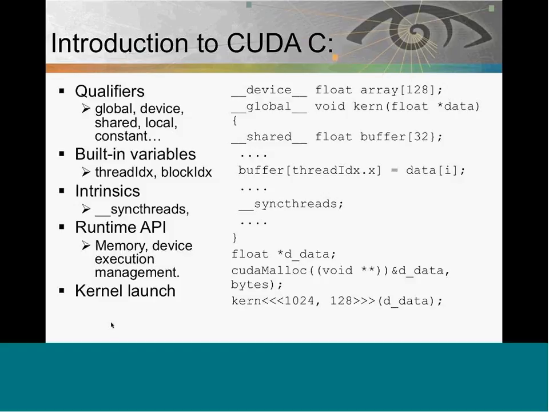Then there are variables like thread IDs and block IDs. If you want to synchronize all threads, you can call sync threads and it is going to synchronize all threads. For memory management, it has cudaMalloc, cudaFree, cudaMemcpy, and other functions. And then here is the kernel launch. For your GPU code, you need to launch the kernel on the GPU, and in that case you use the kernel name and then the dimension of the grid and the dimension of the block.